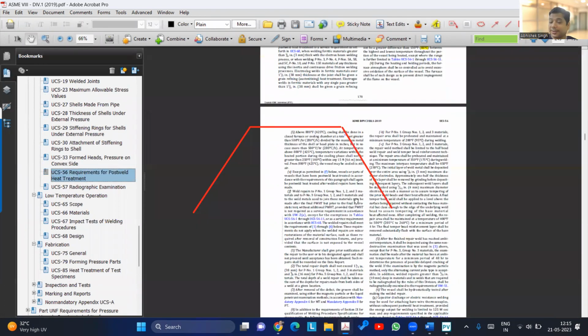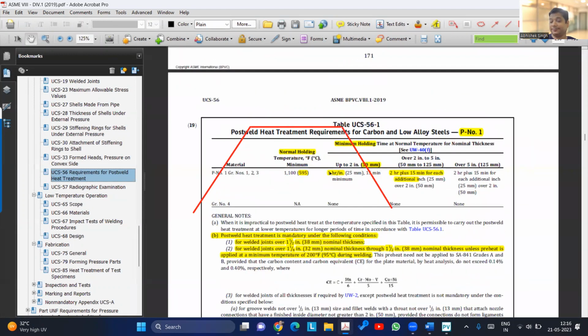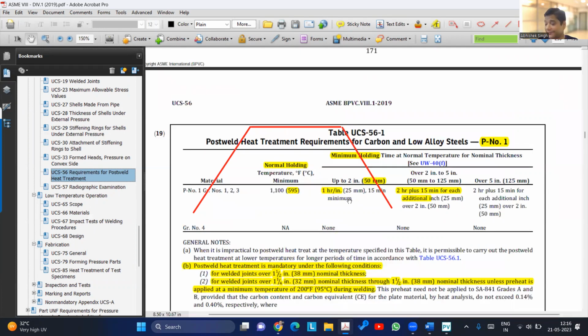Okay, let us talk about the first element, which is nothing but P number 1. Okay, so holding temperature is 595, holding time is 1 hour per inch. Let us see, if I have a vessel of 50 mm, I need 2 hours of holding time, right? If I am able to achieve that in one cycle, I do this PWHT, hold it for 2 hours or more than that. Is that good enough?